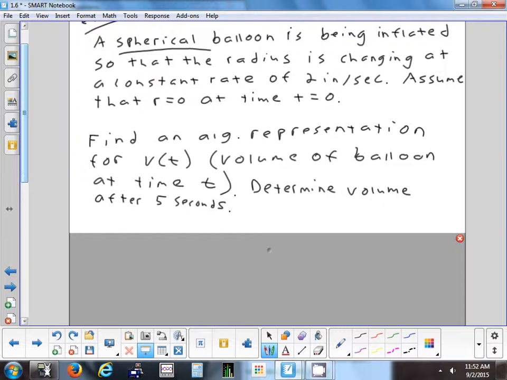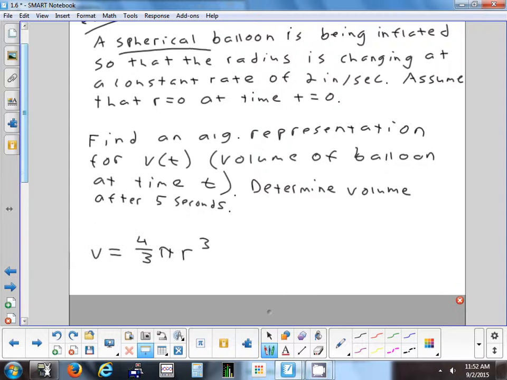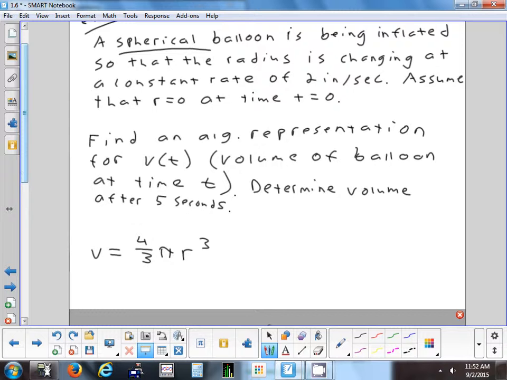All right, so the first thing you need to know is the volume of a sphere. Okay, does anybody remember what that is? Volume of a sphere? Yeah, it's 4/3 pi r cubed. Okay, so that's your volume of a sphere. Okay, we'll come back to that in a second.